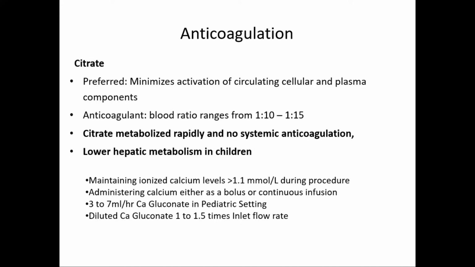At our center, we take 2 ampules of calcium gluconate and dilute them in 100 or 200 ml normal saline, then give it at 1 to 1.5 times the inlet flow rate. For example, if the inlet flow rate is 50 ml per minute, we give the calcium infusion at 50 ml per hour. So that is 1 ml per minute. The hour is converted to minutes for us to estimate the diluted calcium gluconate.